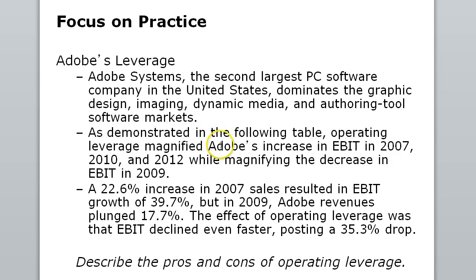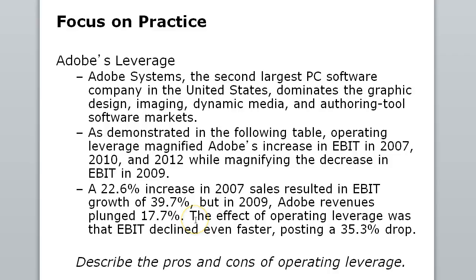Okay, so as demonstrated in the following table, the operating leverage magnified the increase in EBIT in 2007, 2010, and 2012, while magnifying the decrease in EBIT in 2009. So a 22% increase in 2007 sales resulted in a growth of 39%, but in 2009 the revenues plummeted 17%, and because of the leveraging effect, EBIT declined even faster, posting a 35% drop.